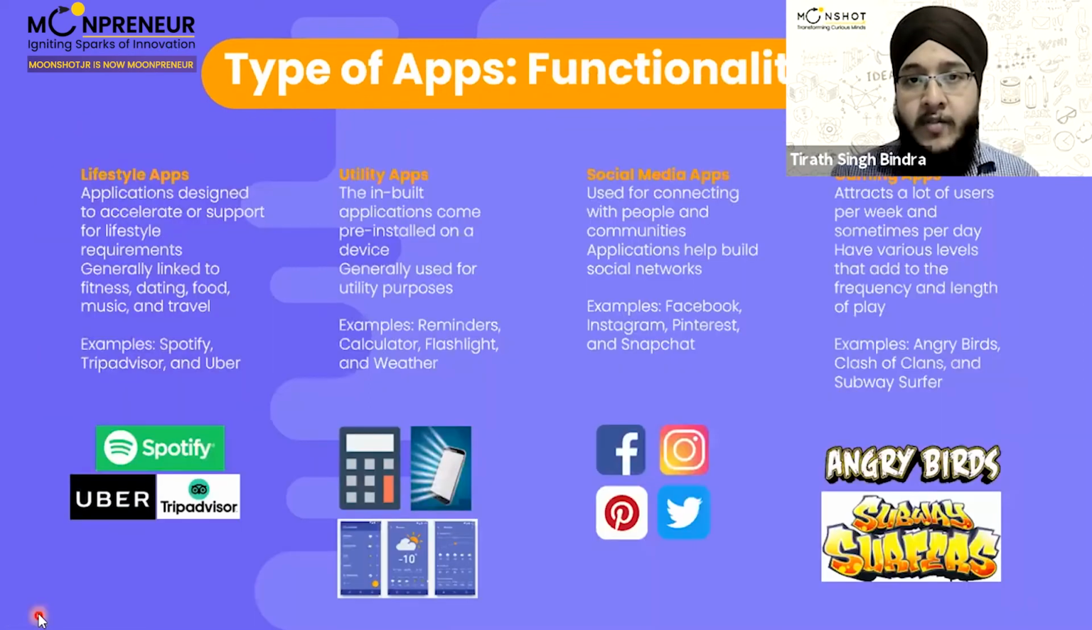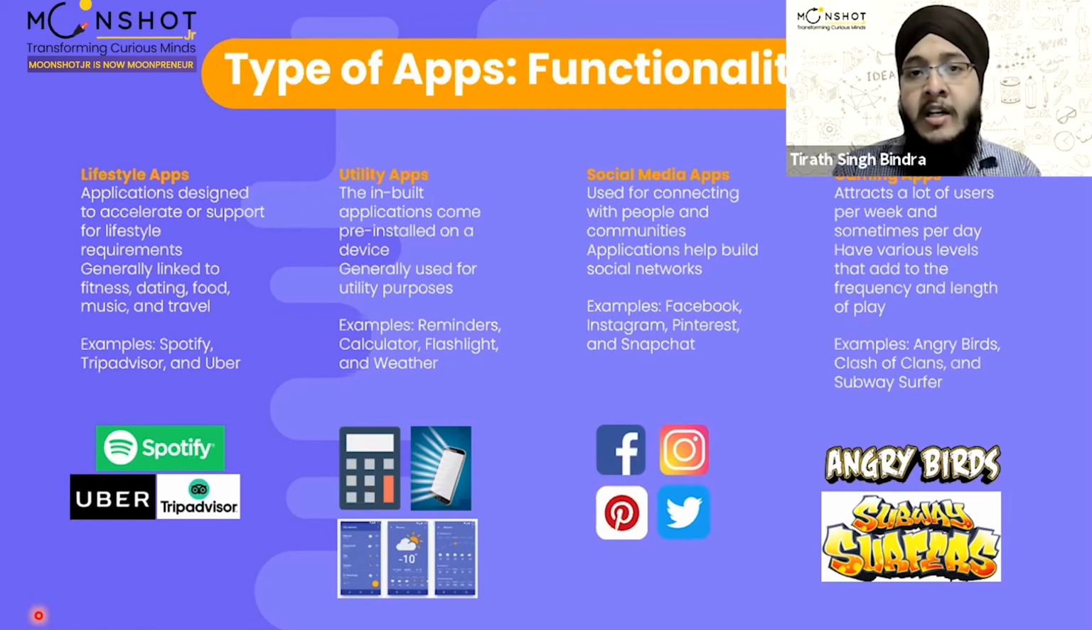So next we have types of apps based on functionality. First we divided the apps based on the platform: native, web or hybrid. Now we are dividing them based on functionality. I won't give you any examples for these because the names are self-explanatory. I want to know from you which kind of apps you use in all these functionalities.